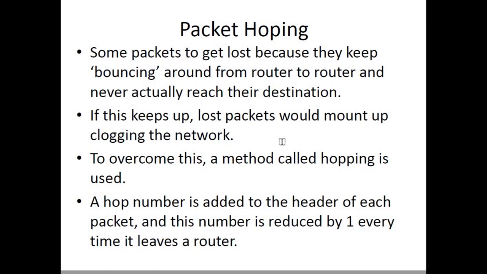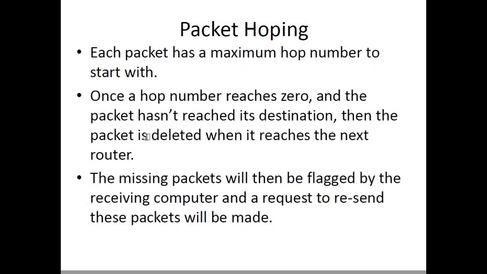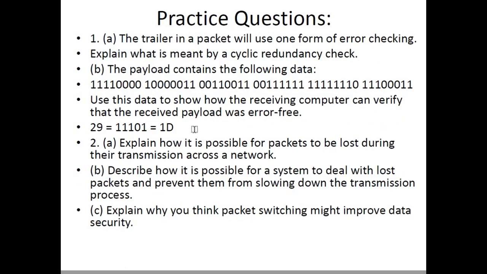They are going to eat up all the available resources in the network, and every line is going to become clogged or traffic jammed. To overcome this, a method called hopping is used. A hop number is added to the header of each packet, and this number is reduced by 1 every time it leaves a router. Each packet has a maximum hop number to start with. Once a hop number reaches 0 and the packet hasn't reached its destination, the packet is deleted when it reaches the next router. The missing packet will then be flagged by the receiving computer, and a request to resend these packets would be made.